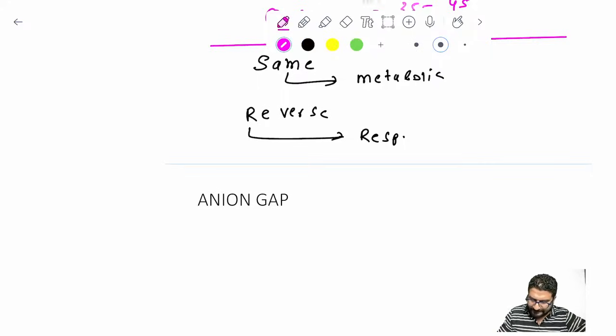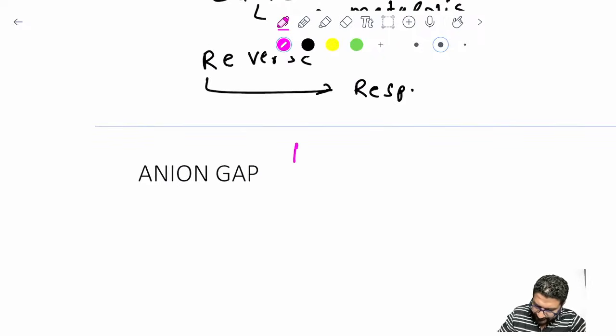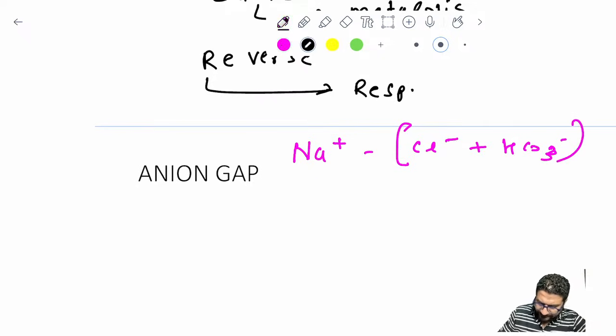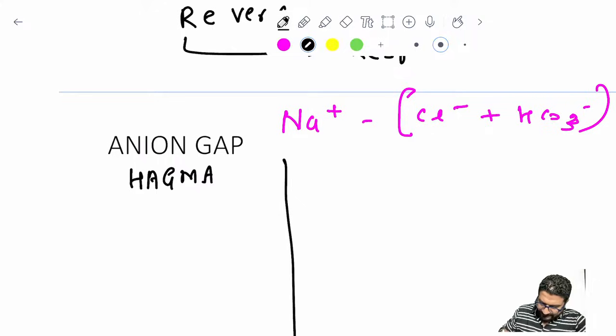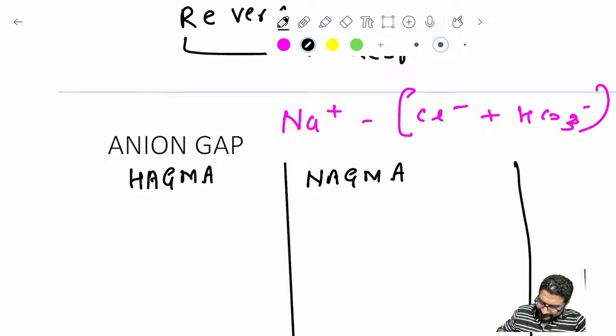Sometimes they ask you question on anion gap. So how we calculate anion gap? It is sodium value minus chloride plus bicarbonate. Now understand this thing, when you see a value more, this is called HAGMA. When you get a value normal like 6 to 12, it's called NAGMA, normal anion gap metabolic acidosis. And when we get it low, we call this LAGMA.